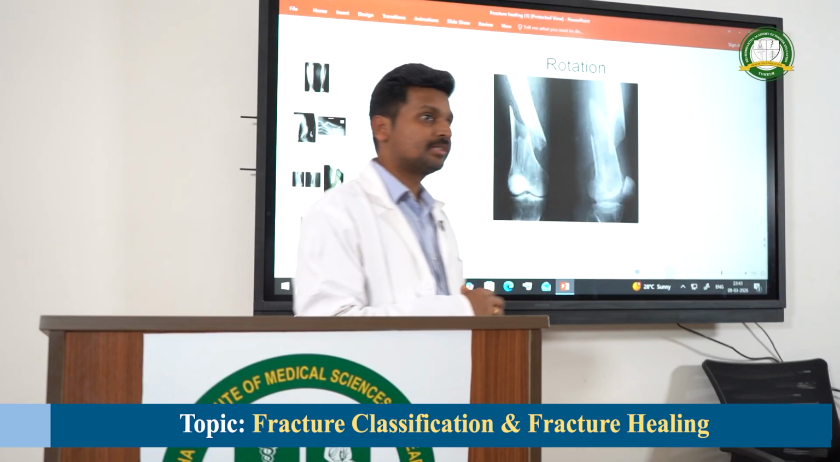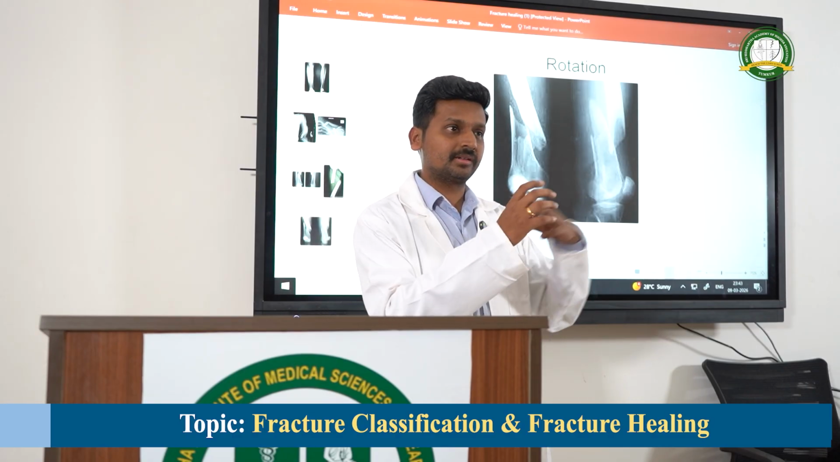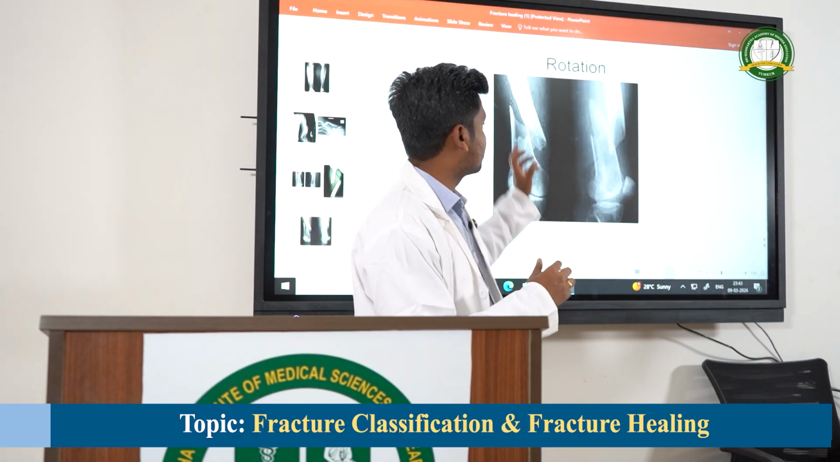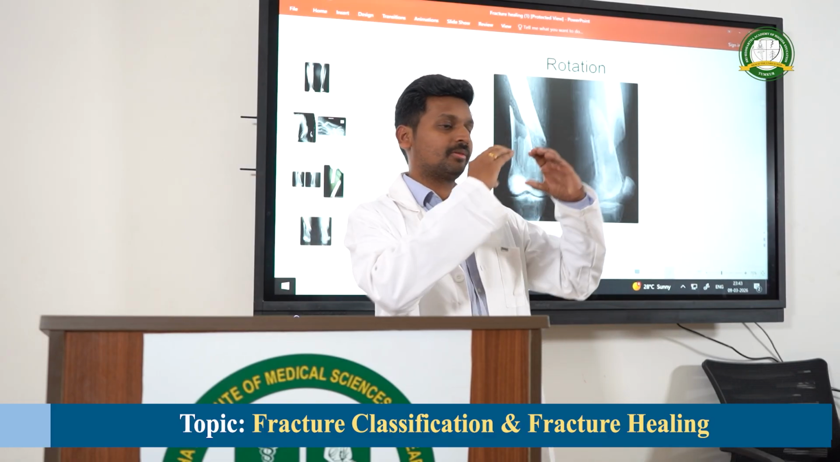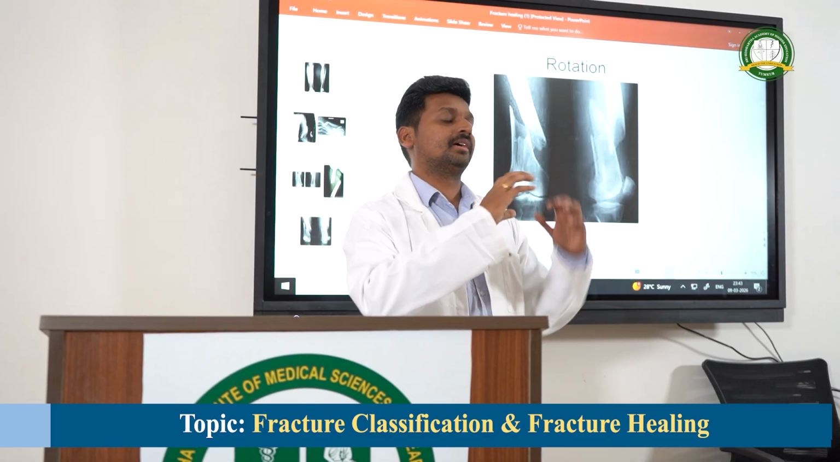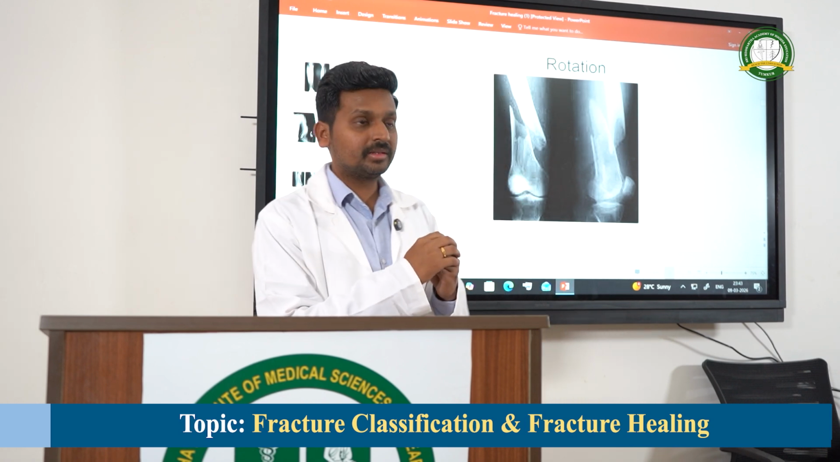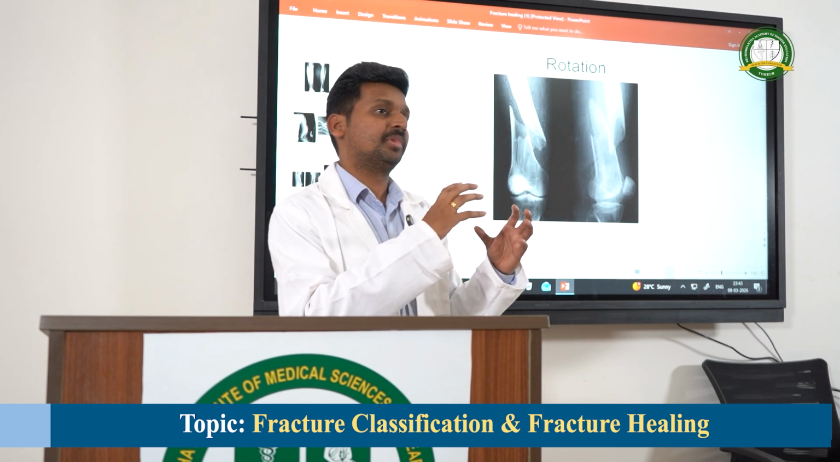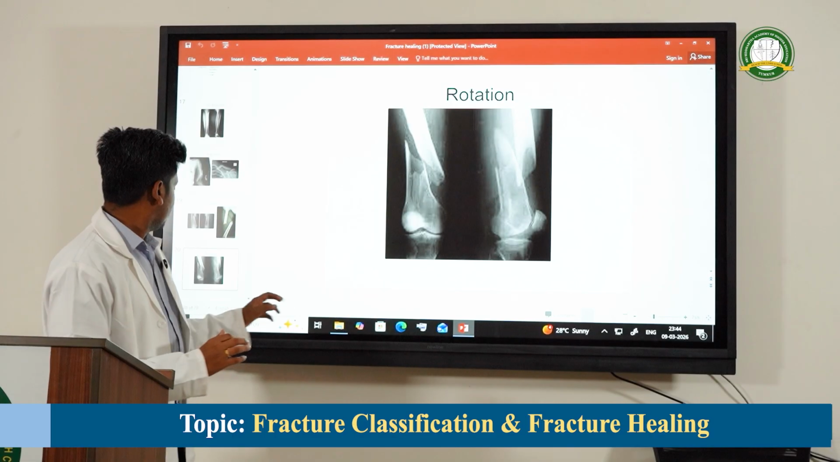So again, what we say is rotation. In the earlier segment we saw there is translation, but in this the proximal and the distal fragments are completely rotated. So they are no longer like this but rotated. In a three-dimensional view, all the three cortices are not in shape but are rotated. So that we call a rotational type of fracture.